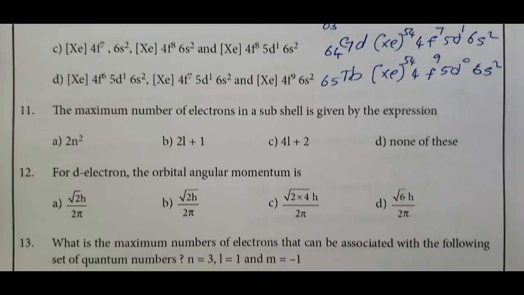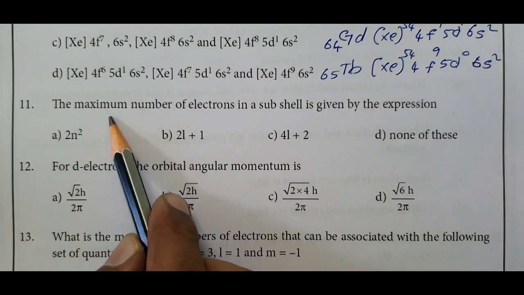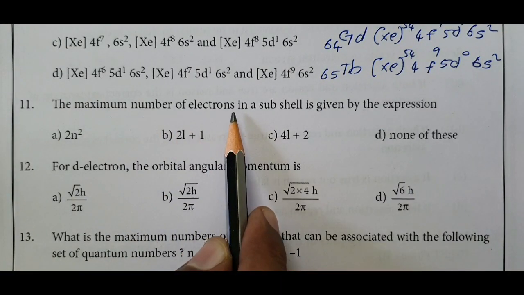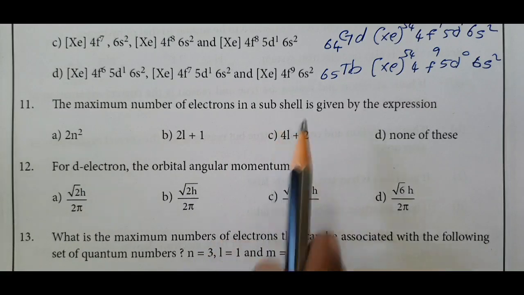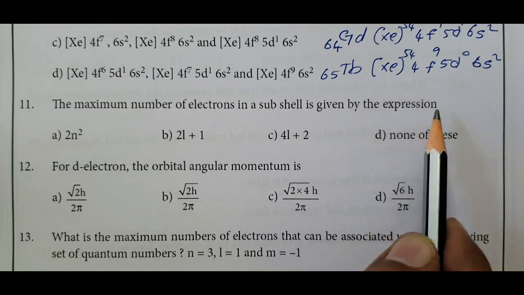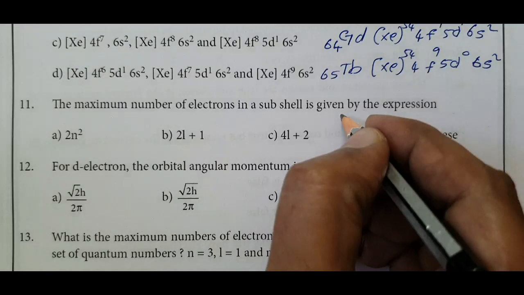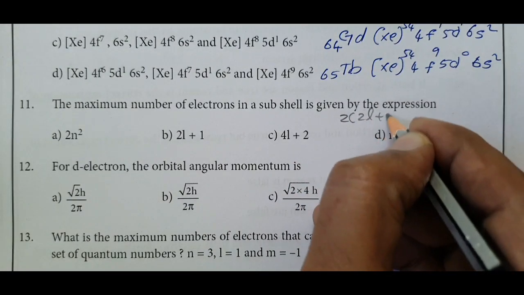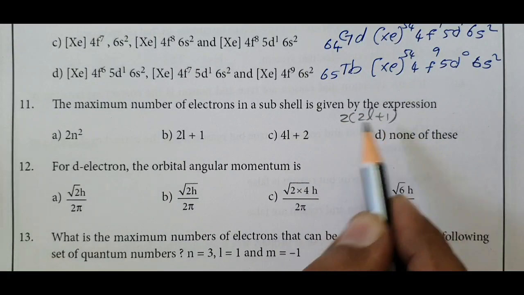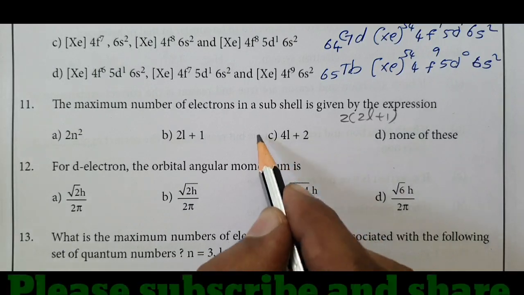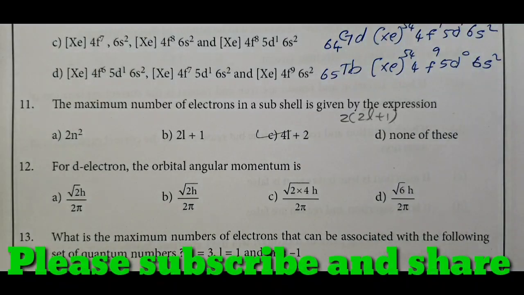Question number 11. The maximum number of electrons in the subshell is given by the expression. Actually the formula is 2 into 2l plus 1. When you multiply this, 4l plus 2 is the answer. C is the answer.